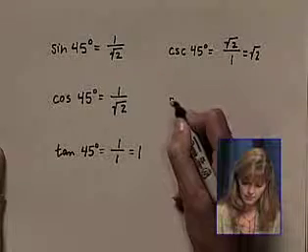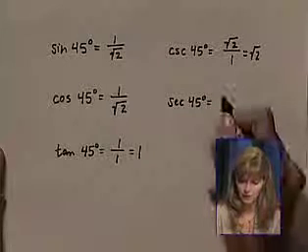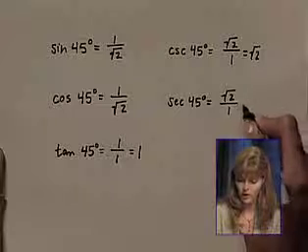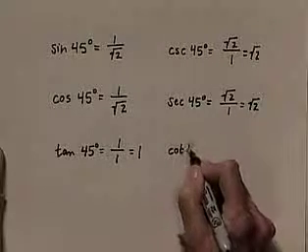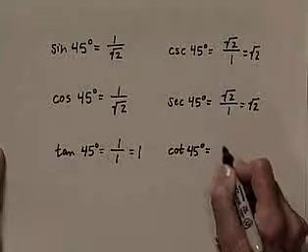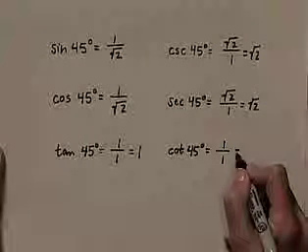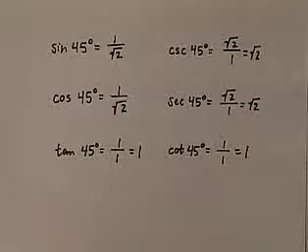To find the secant of 45 degrees, we take the length of the hypotenuse, square root of 2, divided by the side adjacent, 1, and that gives us square root of 2. And to find the cotangent of 45 degrees, we're going to take the length of the side adjacent, which is 1, divided by the length of the side opposite, which is also 1, and that gives us a value of 1. Now, let's find these values using a calculator.